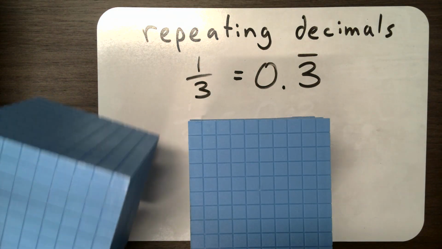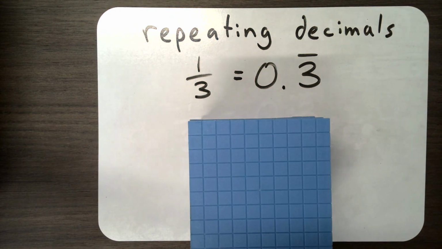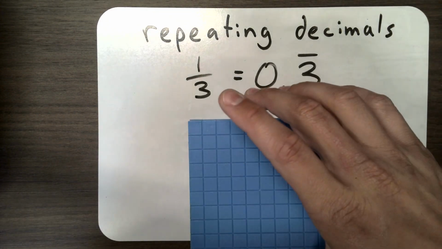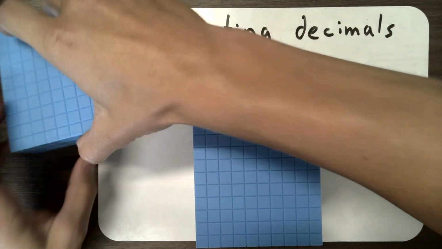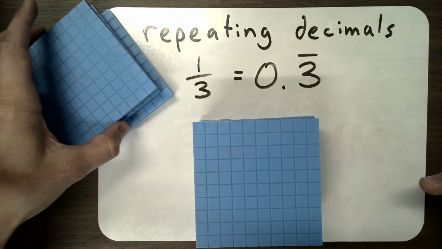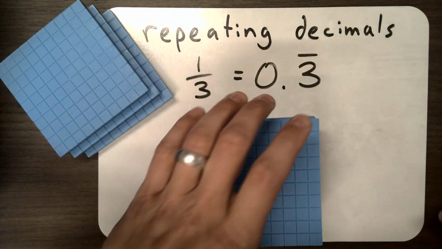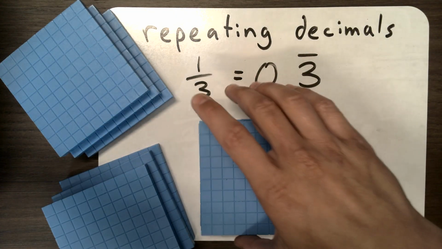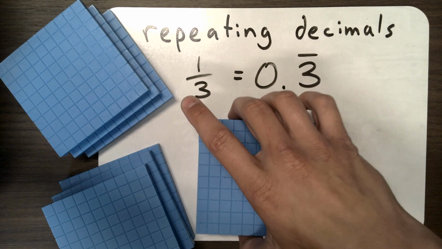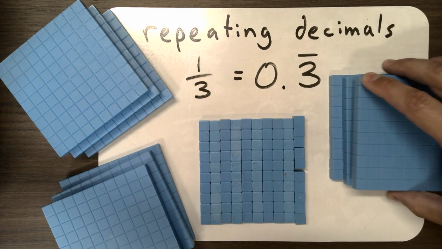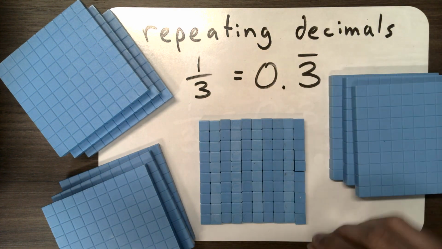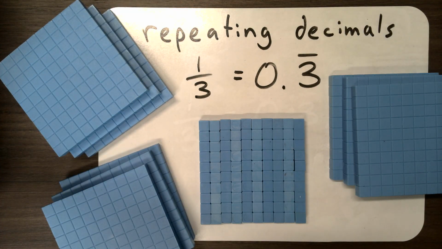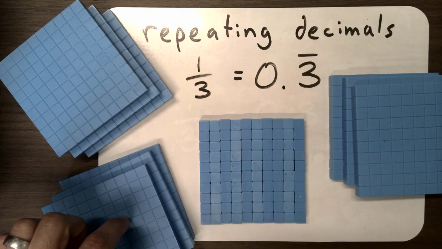Okay, so this needs to be regrouped. I've already regrouped this here into tenths, so we have 10 tenths instead of 1 whole. Then we're going to create 3 equally sized groups. I'll just stagger these a little so we can see the quantity of each. Okay, so each of the three equal groups has 3/10.